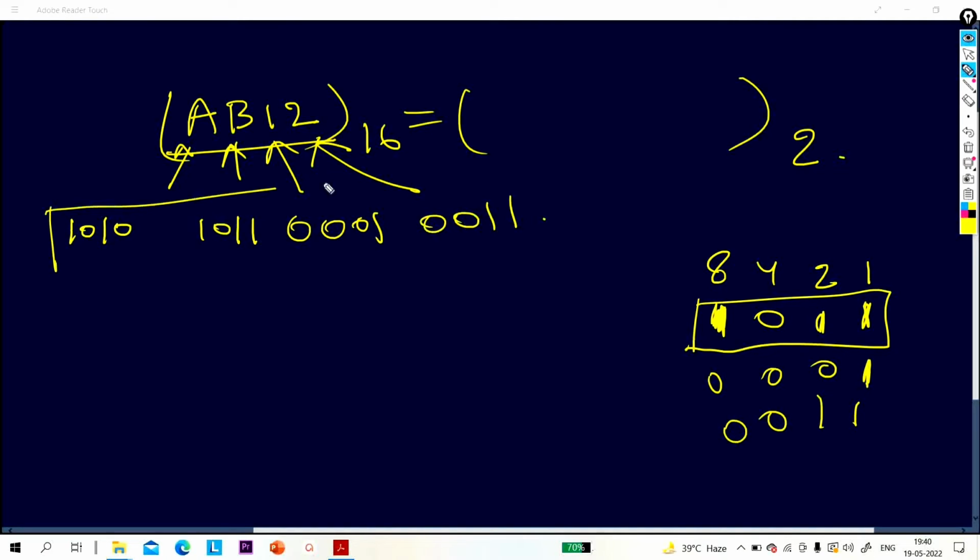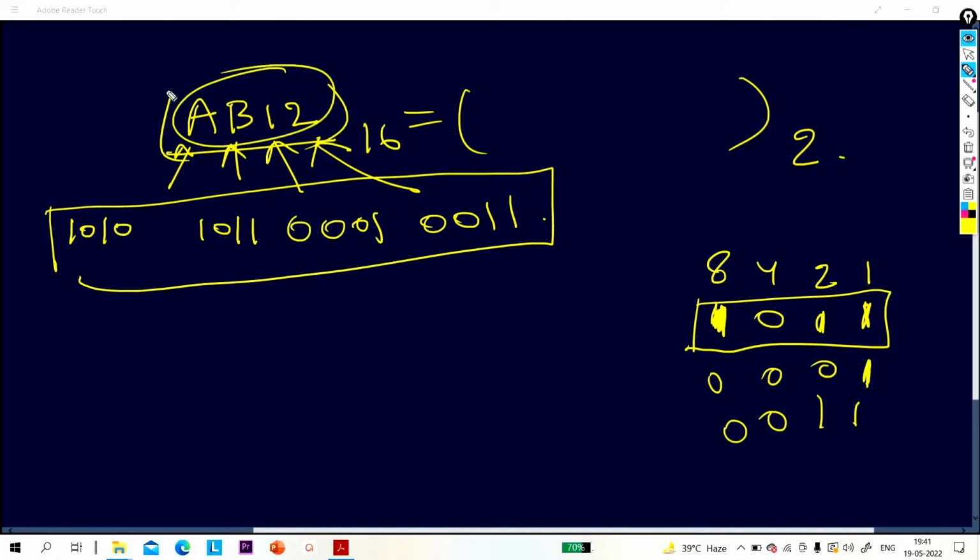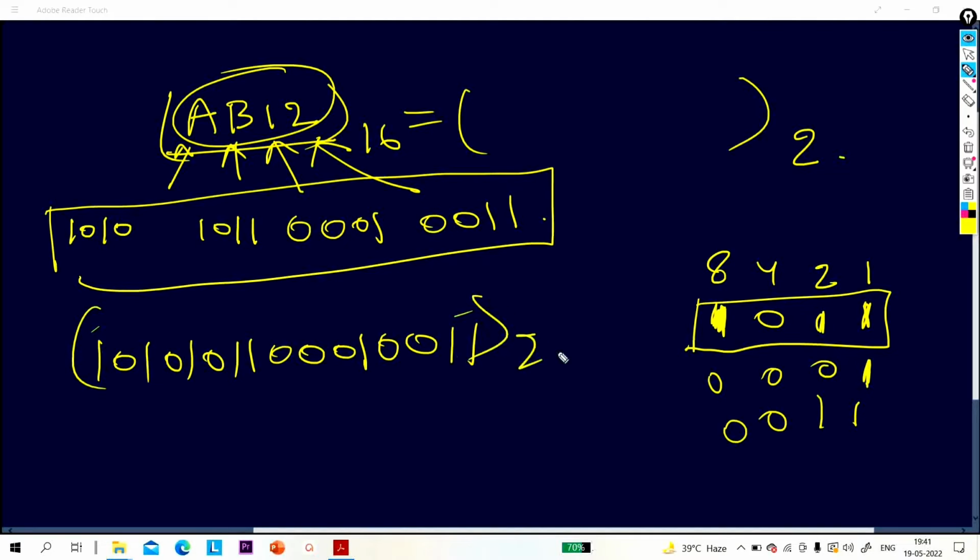So guys, this is the binary of this hexadecimal value, right? The binary of this hexadecimal value is 1010 1011 0001 0010. So this one is the binary. Now again I want to convert this binary into hexadecimal. You need to combine 4 bits from the right side.